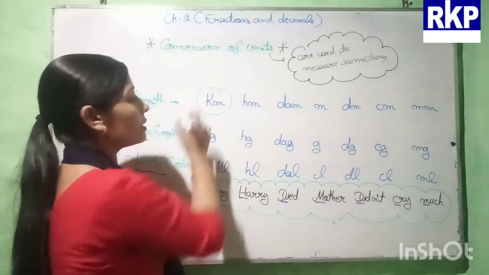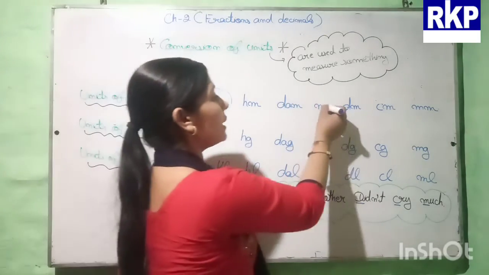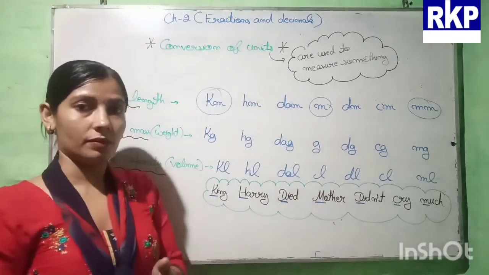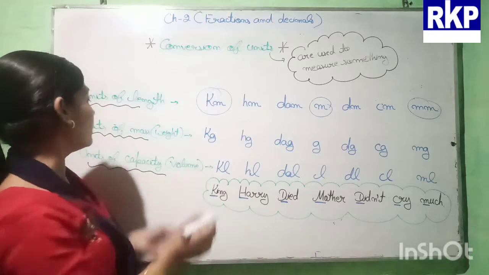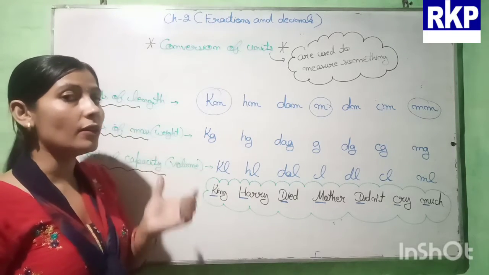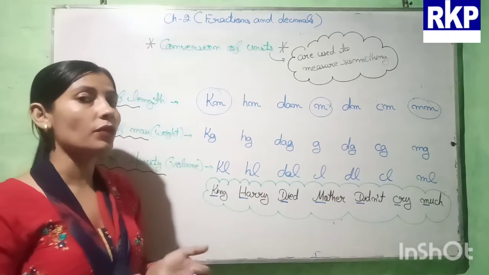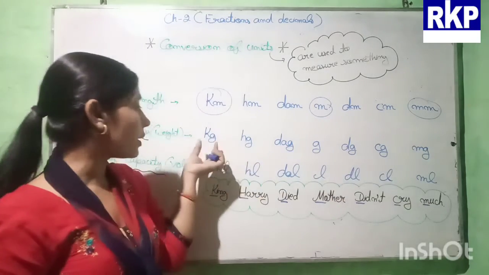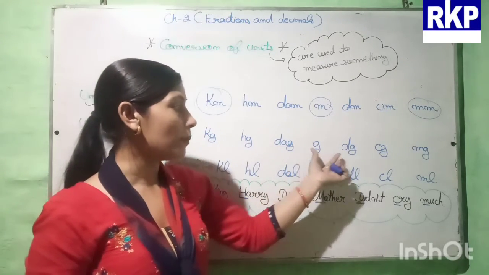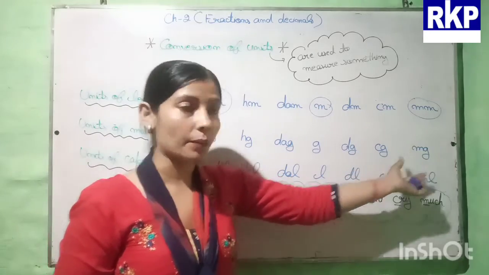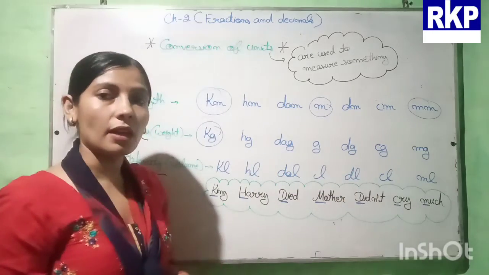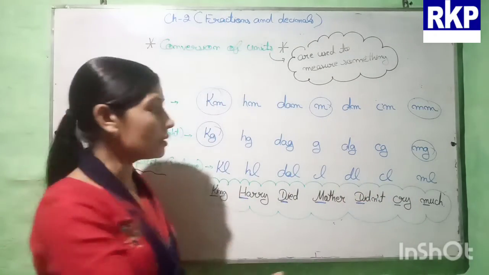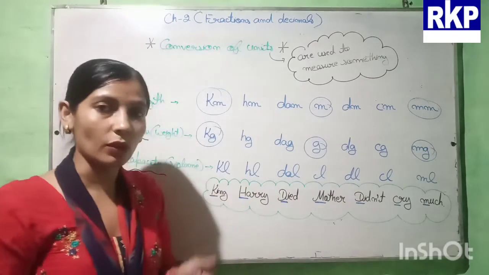Kilometer is the largest unit of length, meter is the basic unit of length, and millimeter is the smallest unit of length. And these are the units of mass, or you can say weight. If we want to find the weight of any object, then we use these units: kilogram, hectogram, decagram, gram, decigram, centigram, milligram. Kilogram is the largest unit of mass, milligram is the smallest, and gram is the basic unit of mass.